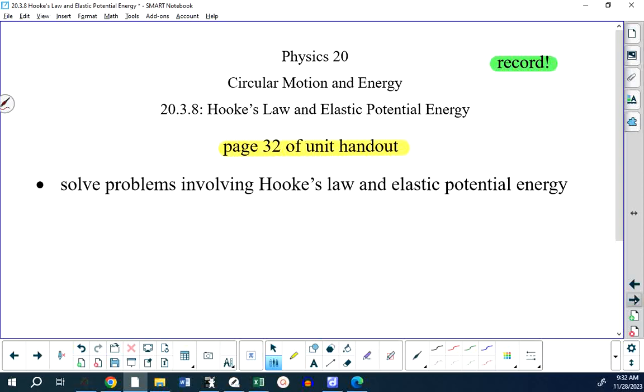So this is on page 32, I believe. Can somebody just confirm that I got the page number right? Yeah. Okay, good. Thank you.